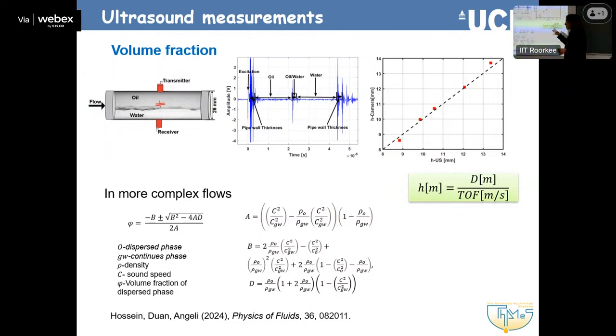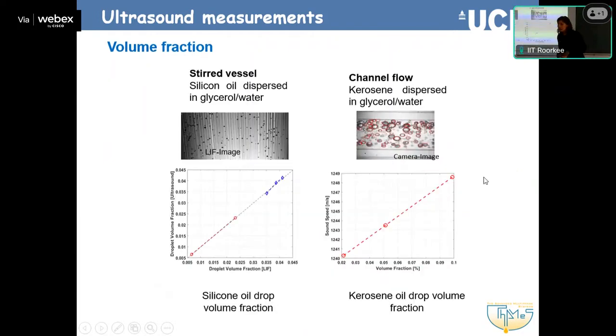So we can use that, and that's what we have done. Not just in this case where we get the height of the interface, but in more complex systems like dispersions. This is the dispersion we saw before with impinging jets. We can get the volume fraction. Okay, so these are two different examples.